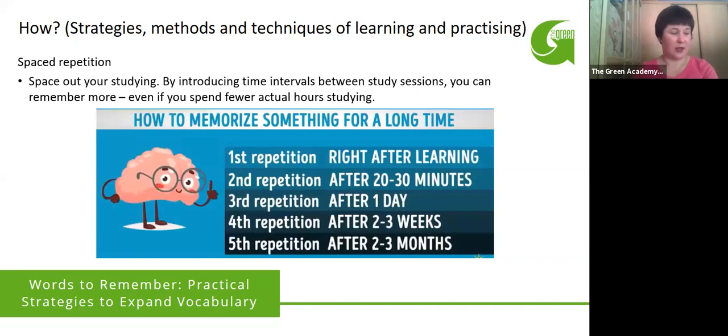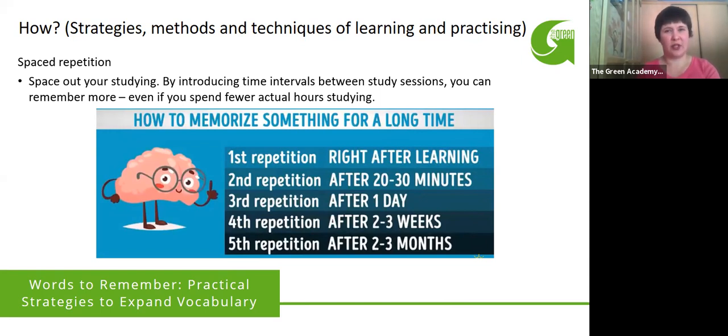So here is one example you can incorporate into your learning. Your first repetition is right after learning. Then your second repetition is after 20 or 30 minutes. And the third repetition, say, is after 1 day. Fourth repetition is after 2 or 3 weeks. Fifth repetition is after 2 or 3 months. How can you organize that?